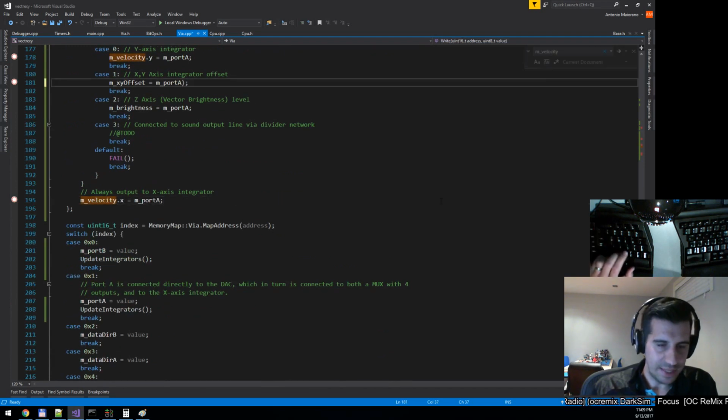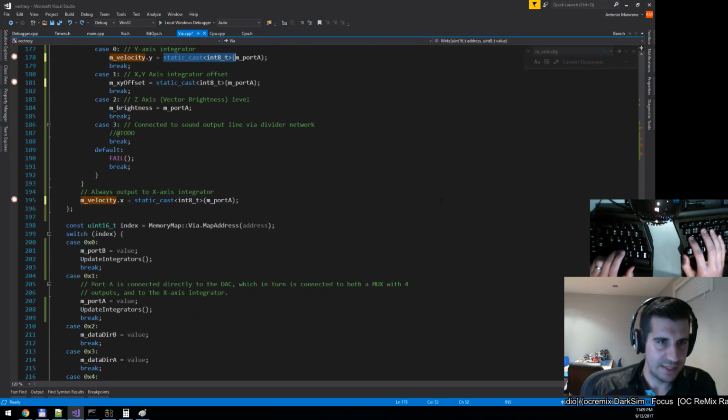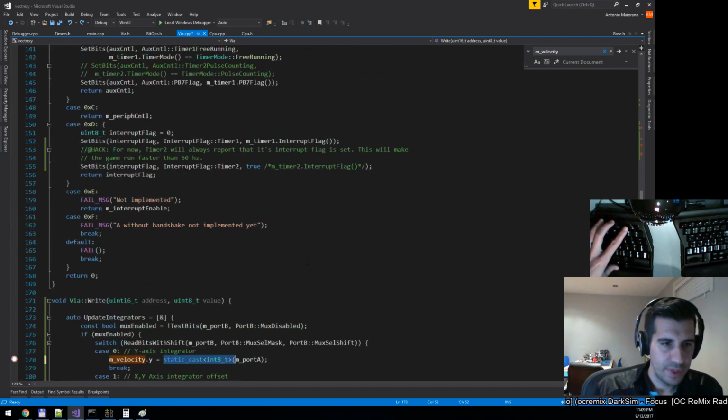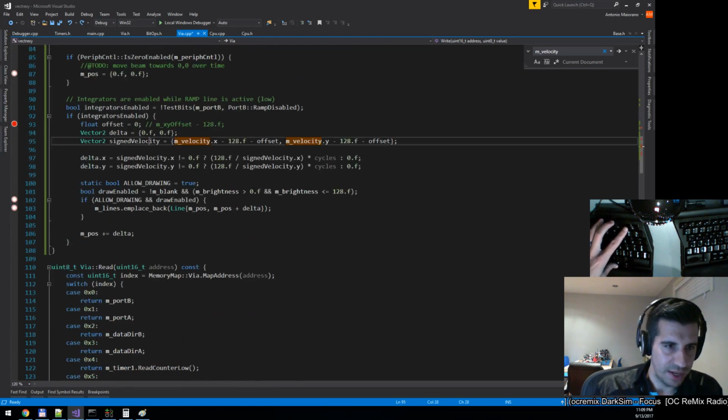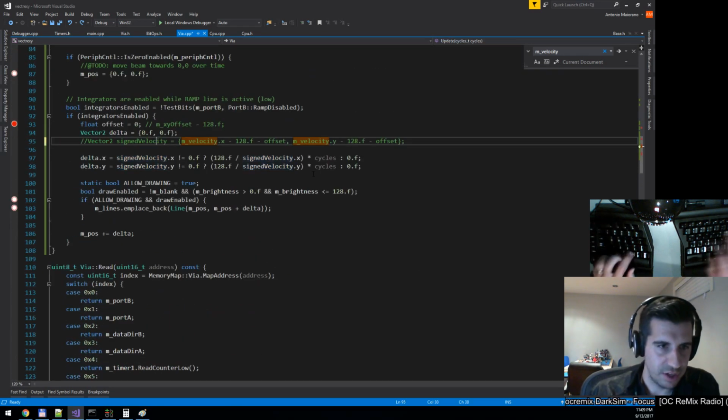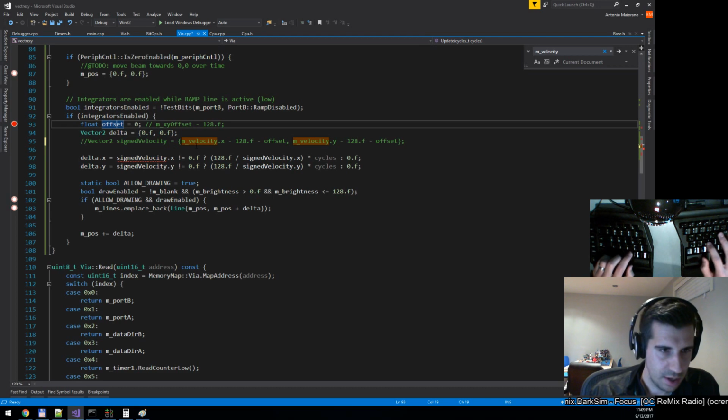All right, let's put back the cast here. So we'll have signed velocities already. So I don't really need the signed velocity stuff here. I'm going to have to modify with the offset eventually. So we'll just put velocity here.